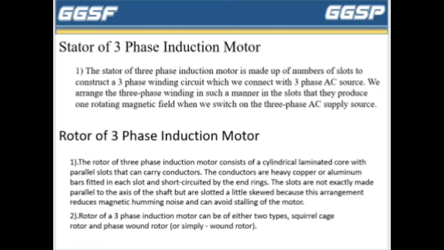Rotor of three-phase induction motor. The rotor mainly consists of a cylindrical laminated core with parallel slots that carry conductors. The conductors are heavy copper or aluminium bars fitted in each slot and short-circuited by the end rings. The slots are not exactly parallel to the axis of the shaft, but are slotted a little skewed, because this arrangement reduces magnetic humming noise and can avoid stalling of the motor. The rotor can be classified into two types: squirrel cage rotor and phase wound rotor.